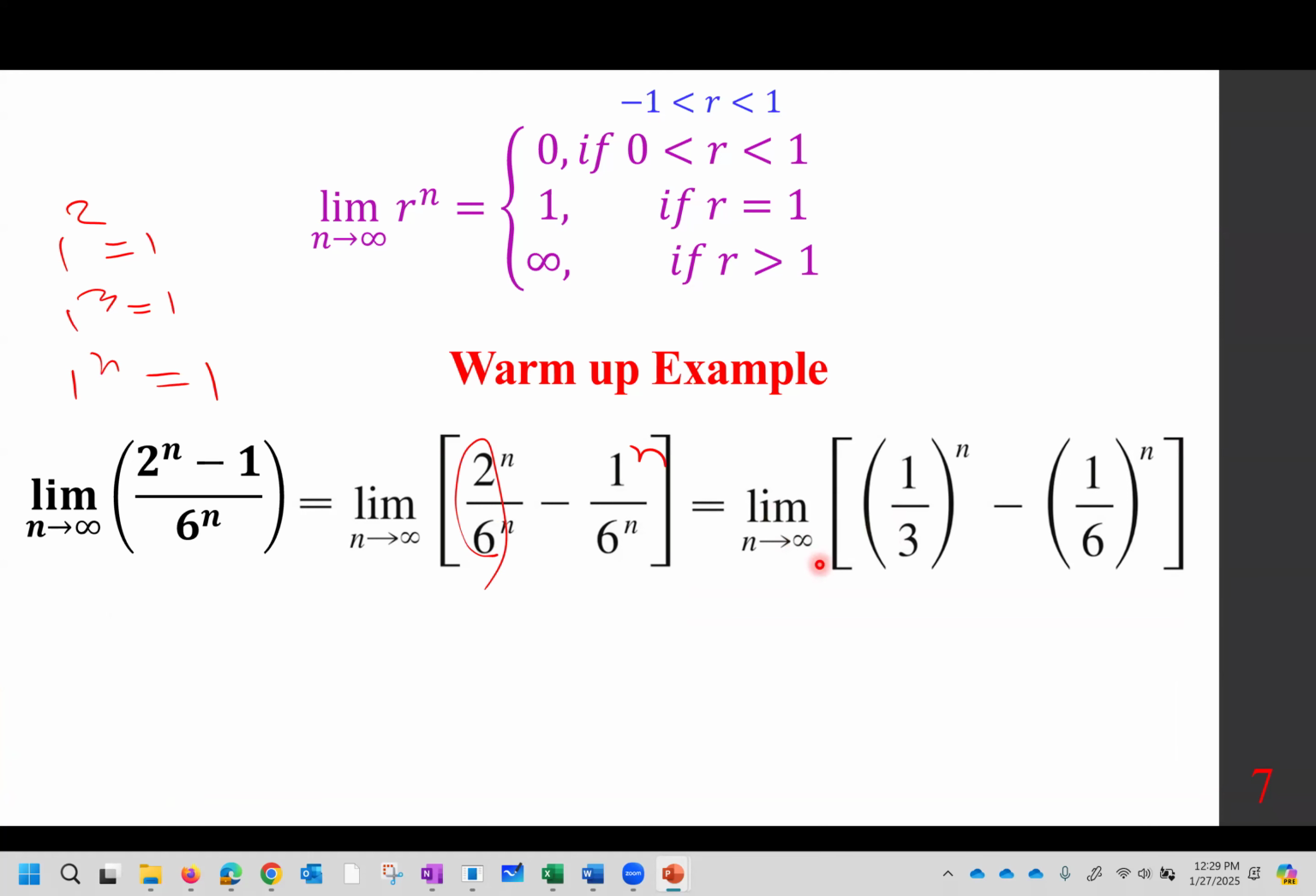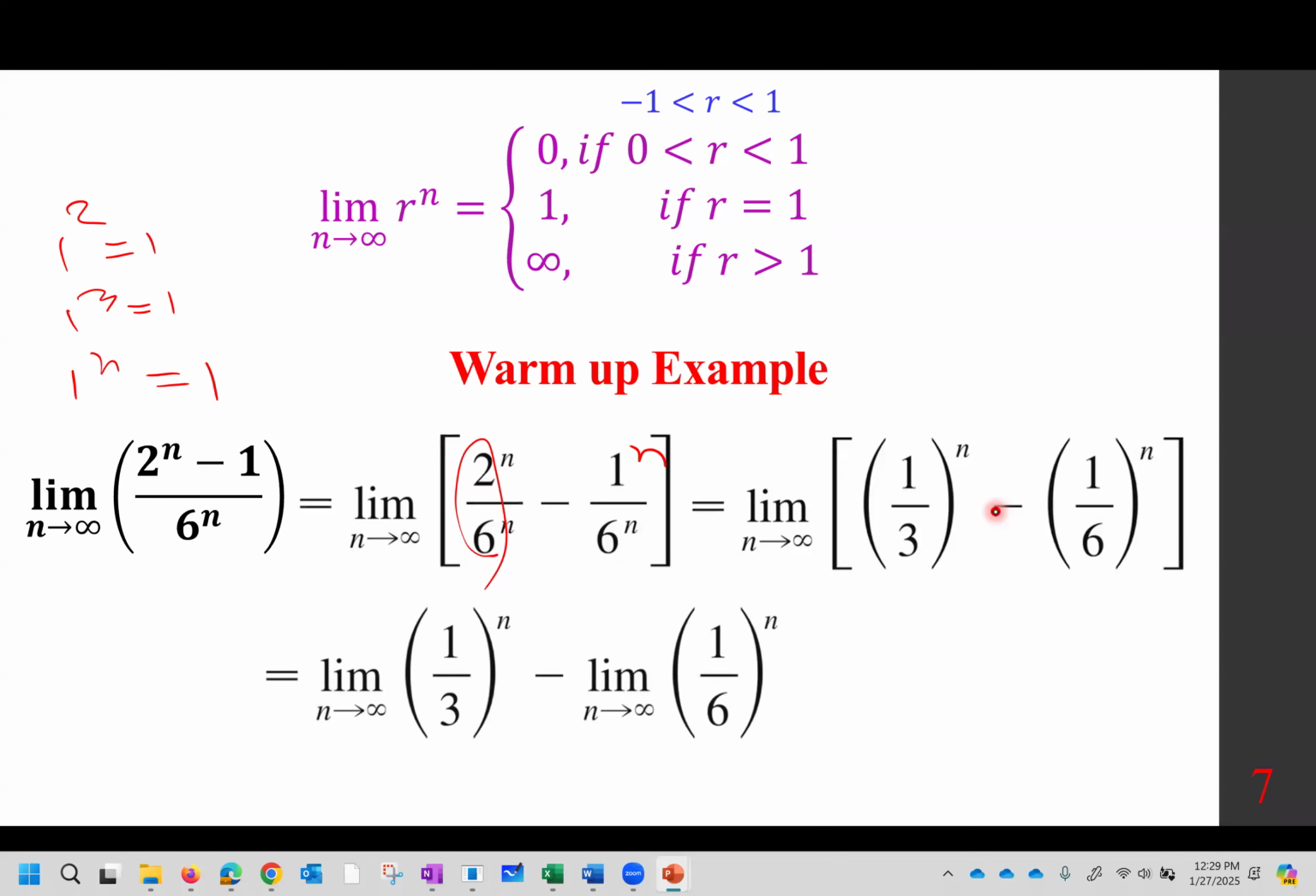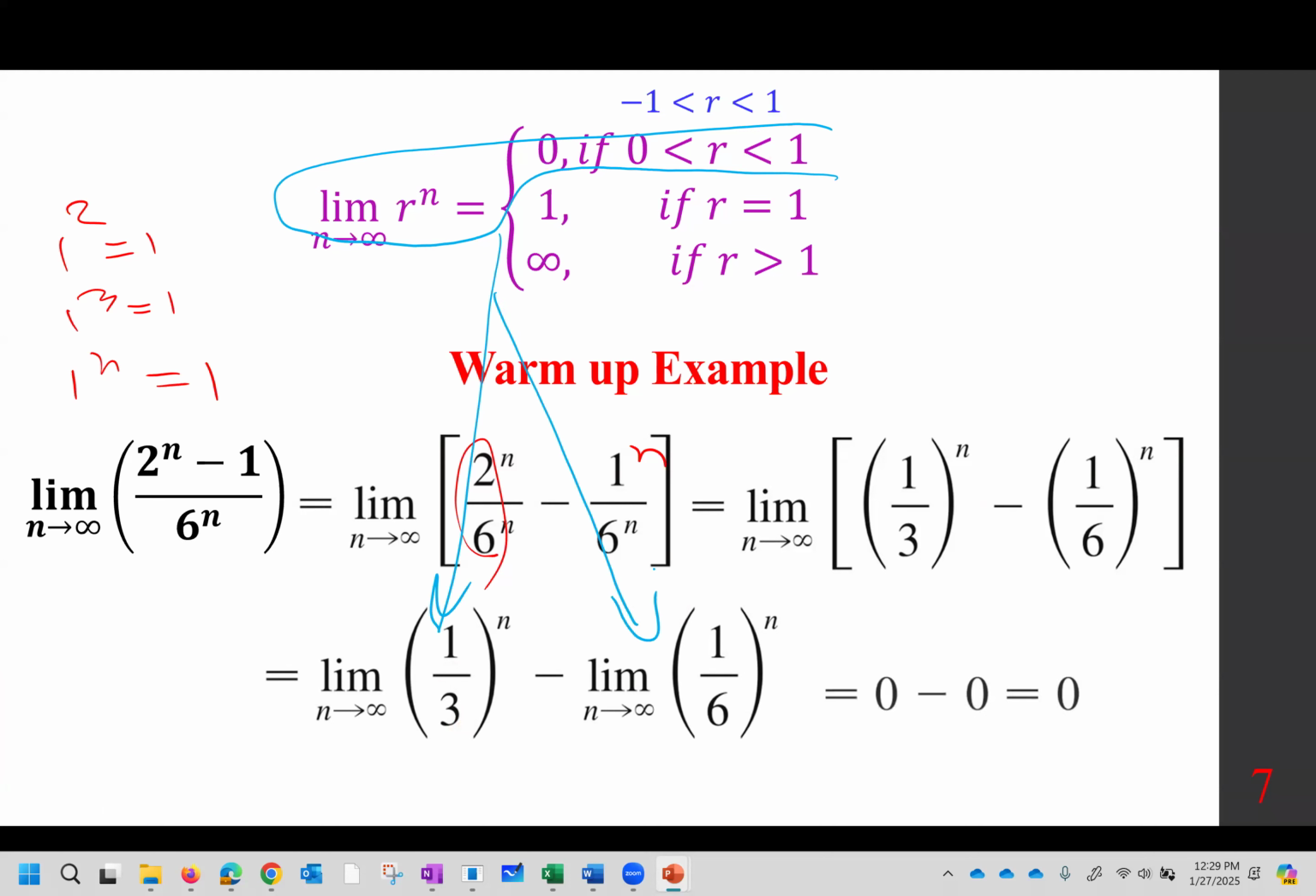So I get the following. The limit as n approaches infinity of (1/3) to the power of n minus (1/6) to the power of n. We use the limit laws. We make up two limits. The limit of the difference is the difference of the limits. Now, what is the limit of (1/3) to the power of n? What is the limit of (1/6) to the power of n? We should know this one. Each one is 0. The answer is 0. This is a very important theorem. We should know it, and we should be able to apply the limits.